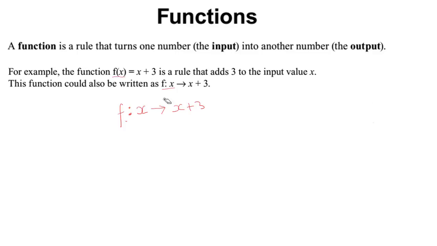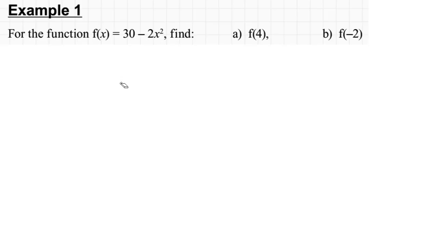Right, so I would like us to look at some kind of questions that they're going to give in the exam that you should be able to do. Example 1 says, for the function f of x equals 30 take away 2x squared, find f of 4 and find f of -2. When you see numbers written in brackets like this after the f, that basically means this number is the input, or the x value. In this one here, the input is -2, or simply x is -2.